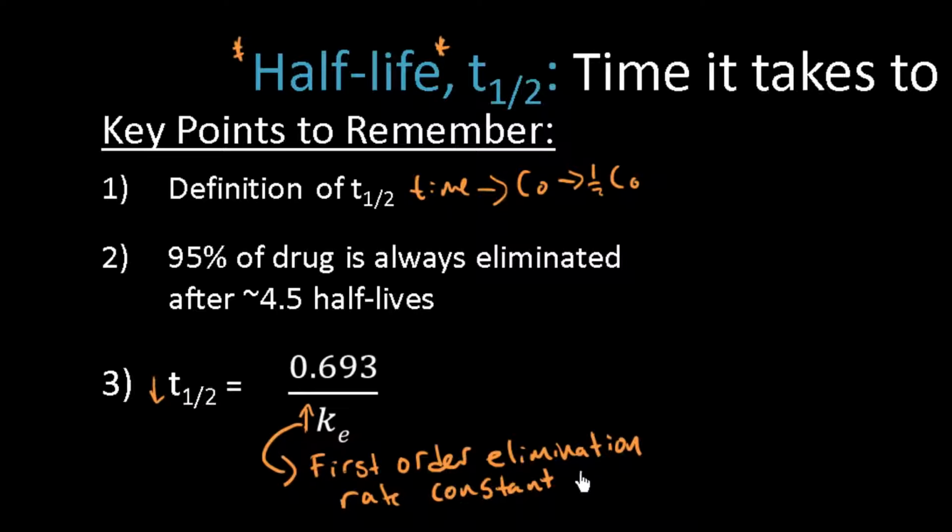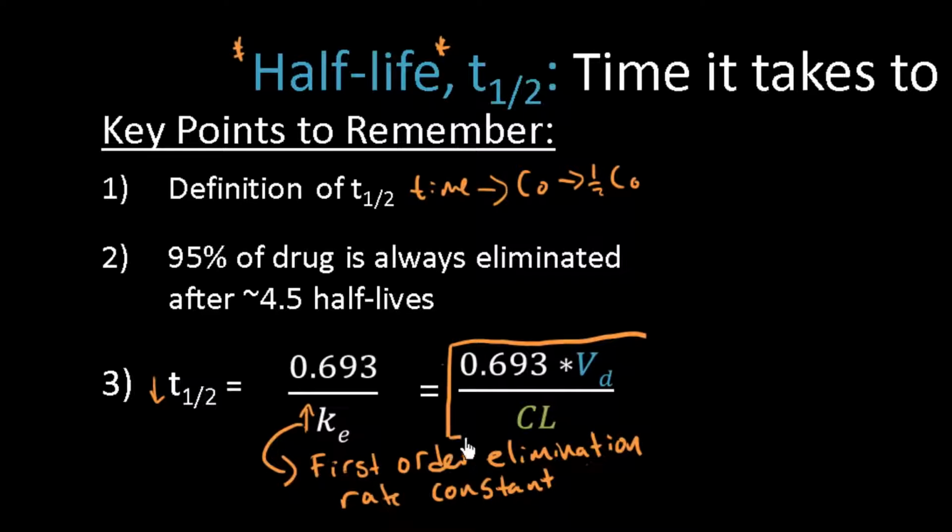Now if you're unfamiliar with this term first order elimination, I'd recommend going back to the last video and watching what that means. In a nutshell, it says that with first order elimination, which is happening for most drugs at most dosages, the proportion of drug metabolized over time is constant. So while you don't have to memorize this equation, you need to memorize an equation that is derived from this. And that is the half-life is equal to 0.693 times the volume of distribution divided by a term that we haven't heard before called the clearance.